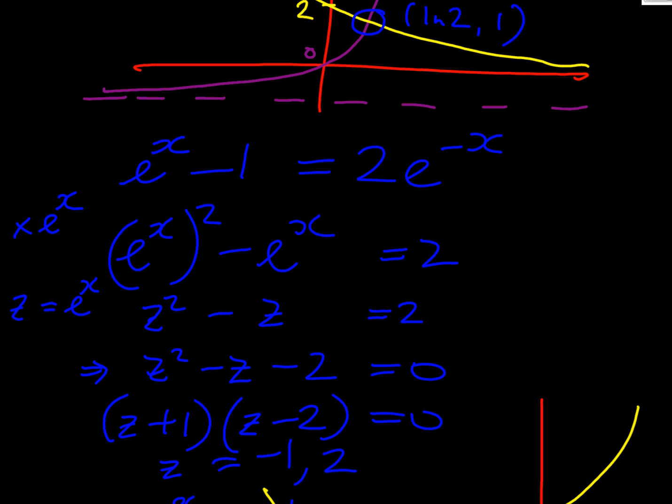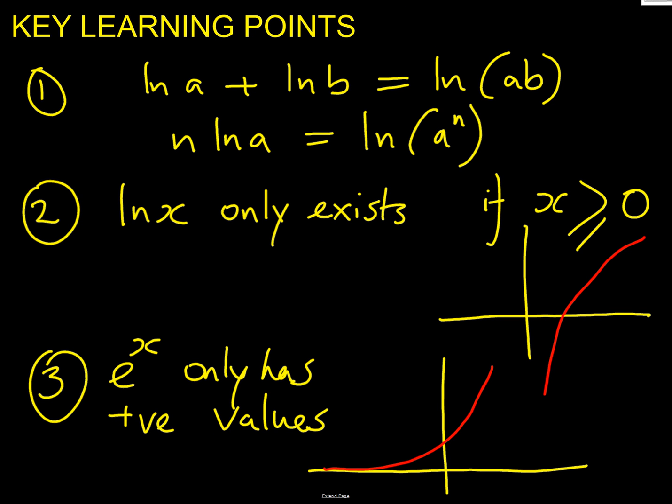There we go. Okay, finally a quick summary of our learning points. I think there's only 3 main ones here. Well, all our laws still operate, our log laws, even though we're using natural logs. Therefore, log A plus log B must be the natural log of AB. And n times log of A will be the natural log of A to the n.